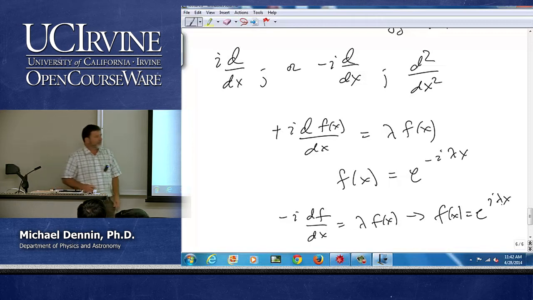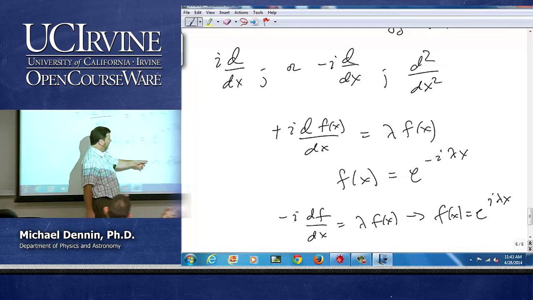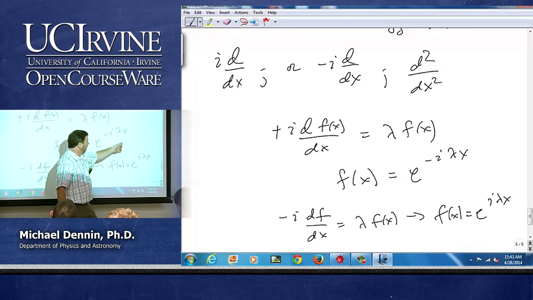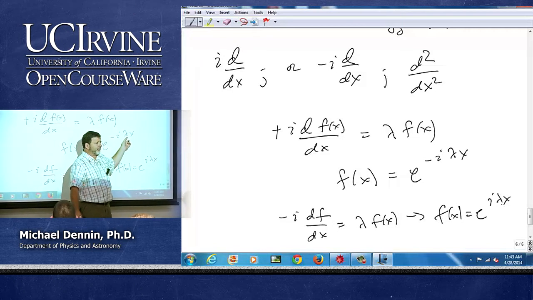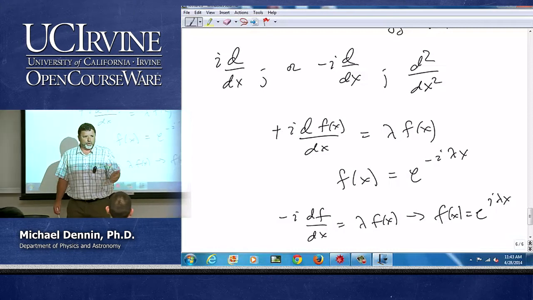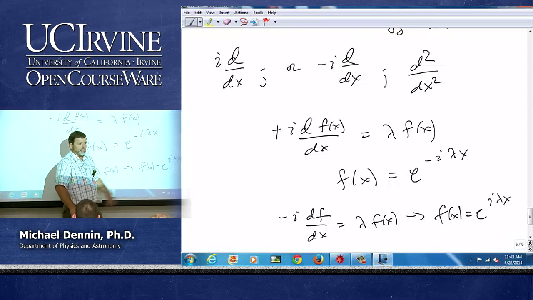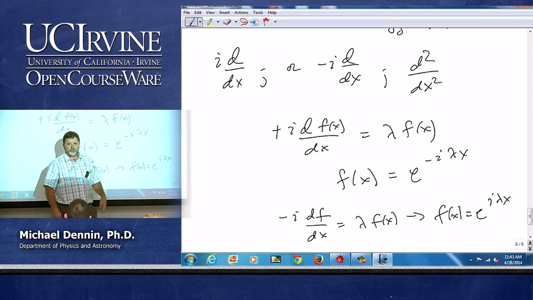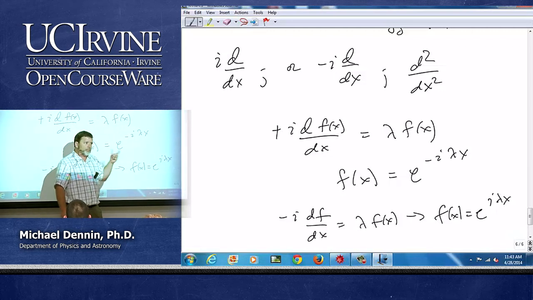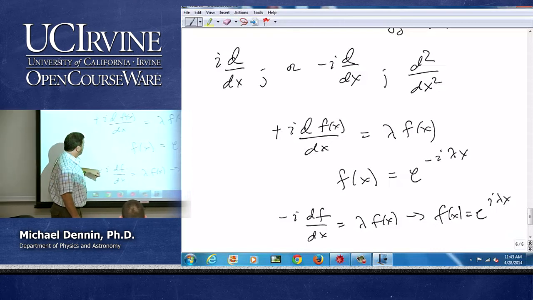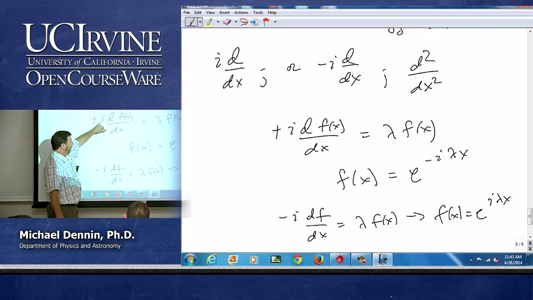Now, this seems silly, right? We seem to be worrying about a plus or minus here, because my lambdas can be any real number, so they can be positive and negative. But when you do Fourier transforms, you will see sometimes people use e to the i, and sometimes they use e to the minus i, and you'll be asking yourselves why. The reason is, if you look back at it historically, underlying what they did was they were either worried about i d by dx or minus i d by dx.